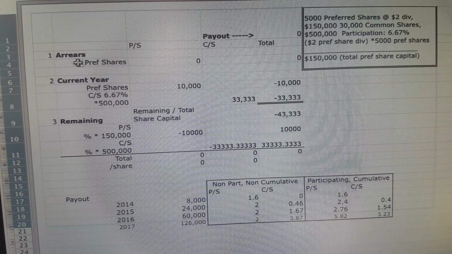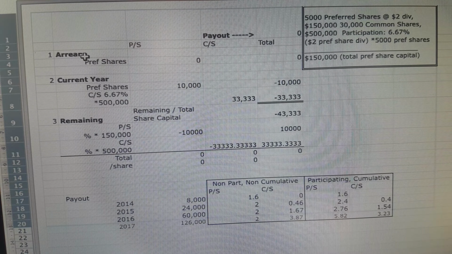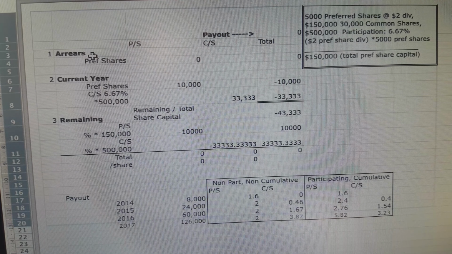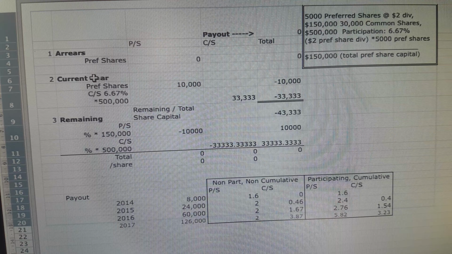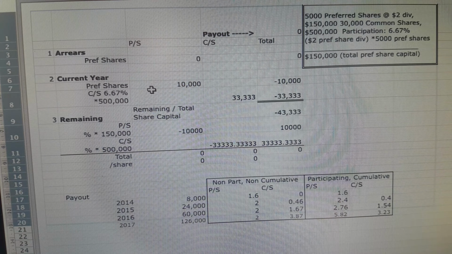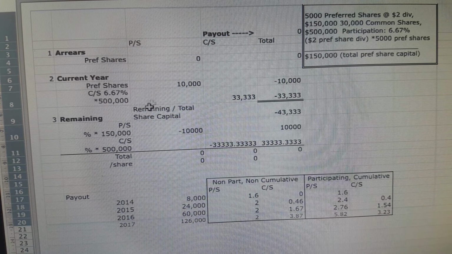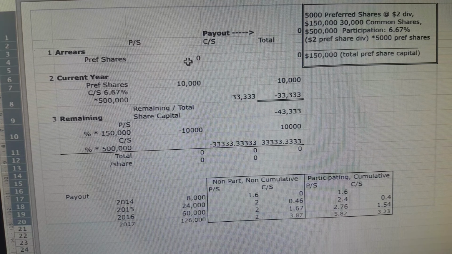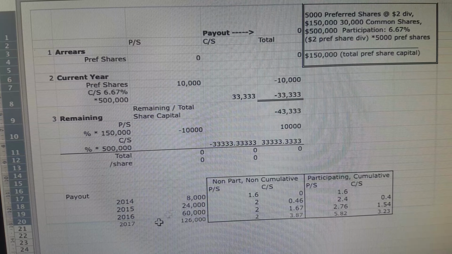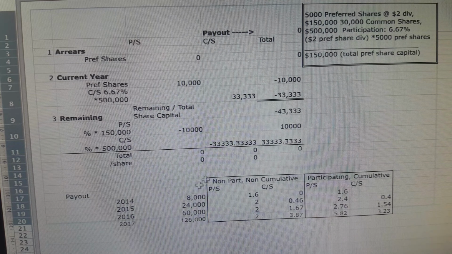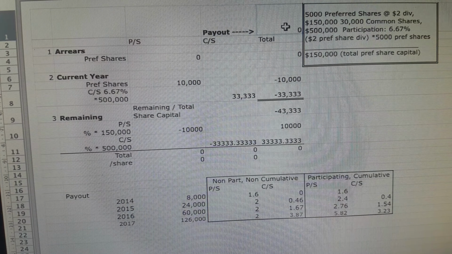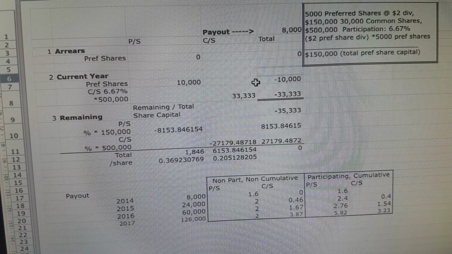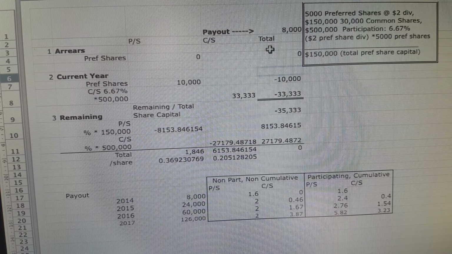Let's deal with the setup. I've put in a part over here for the arrears, which will come in handy when we do the participating and cumulative shares. Then I have the current year, which for part A is all you're going to use, and then I have the remaining, which will come in handy for part B. So for part A, we have the payout, which I have down here for 2014, so I have 8,000. And my funky little spreadsheet is going to go ahead and do its magic.